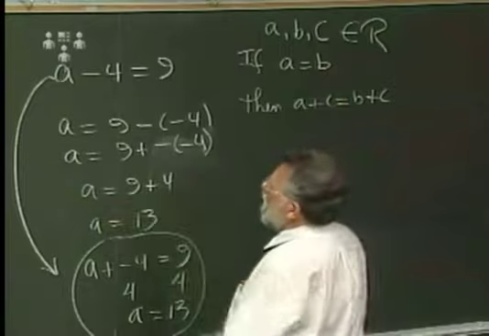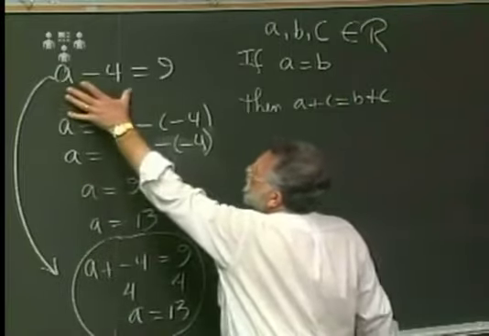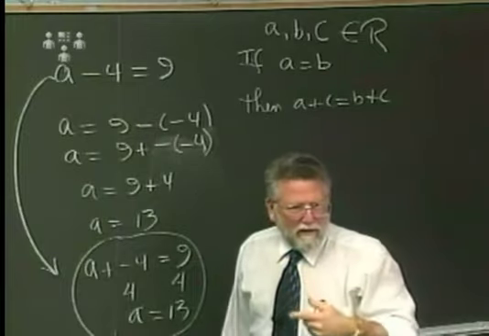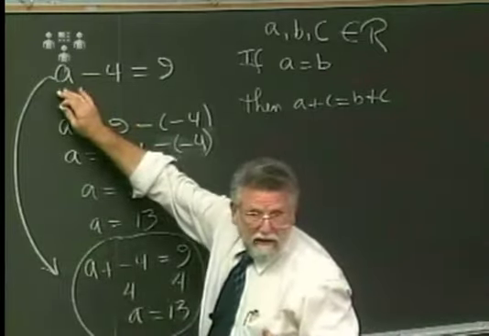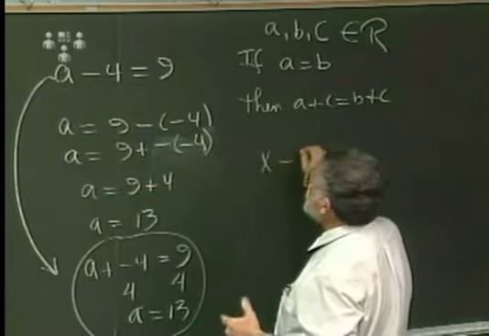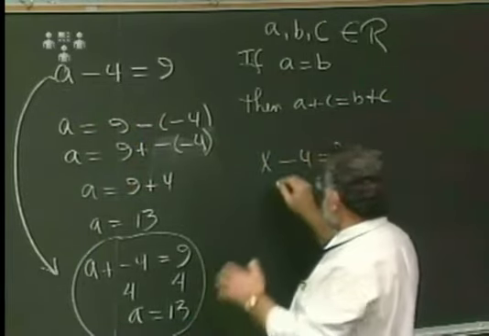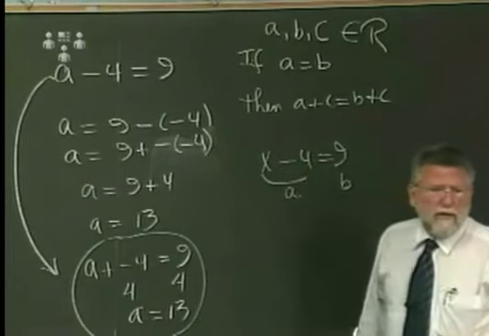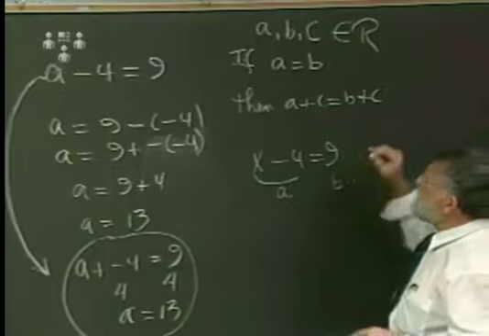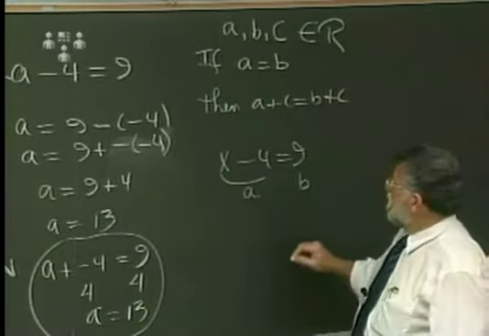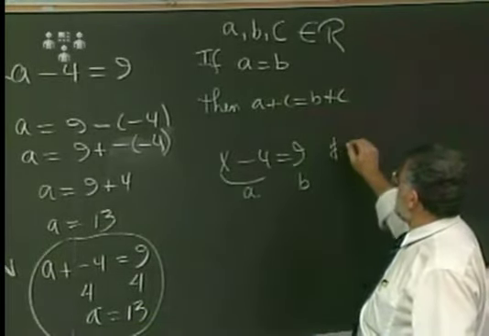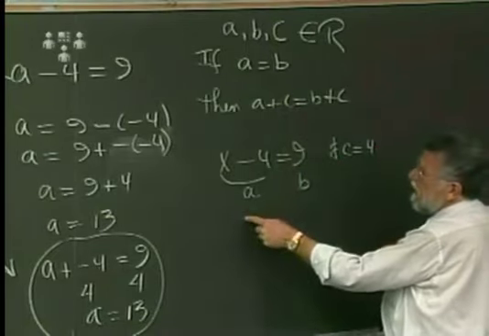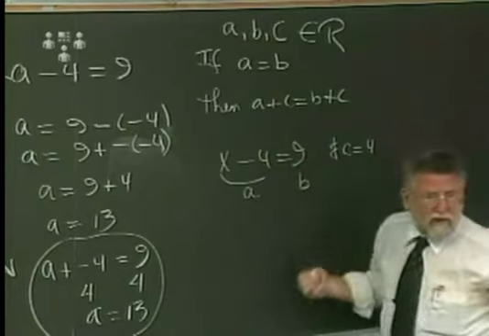I'm in an awkward position because I've used A for my variable. I could have said X. So let me put it in this context: X minus 4 equals 9. There's A, that whole expression, and here's B. Two things are equal. Now, if I let C be the positive 4, so little c equals 4, this says if I add 4 to here and 4 to here, they're supposed to still be equal.